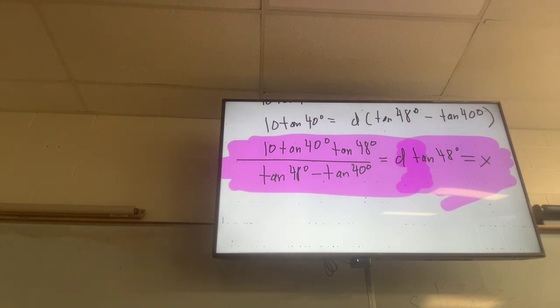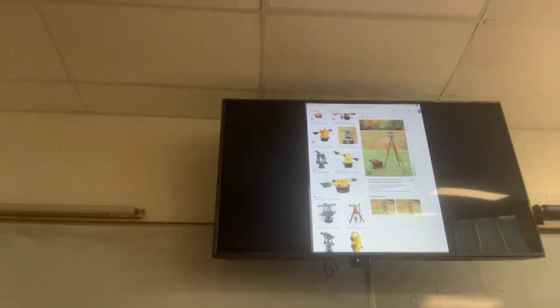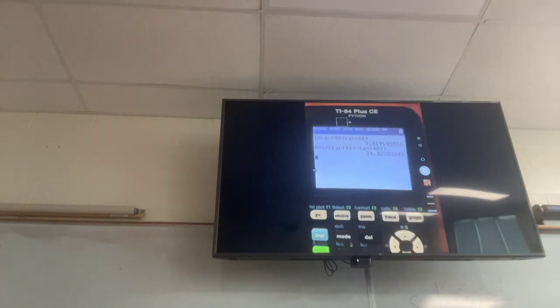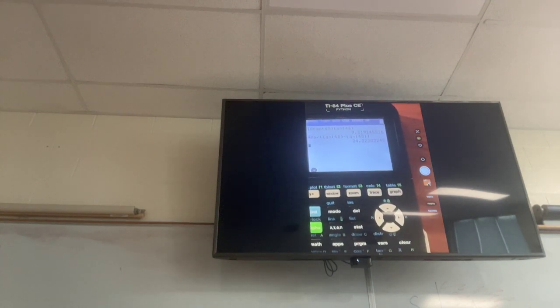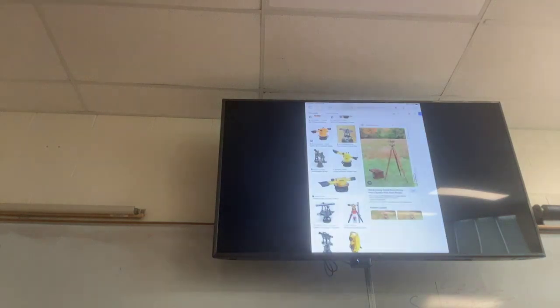So I've got to put it in my calculator, and I'll show you guys how I did it. Here's how I put that in my calculator. I put the top in, I hit enter, and then I hit answer divided by, and I put the bottom in parentheses. Okay, so I got 34.3, yeah, 34.3 feet.